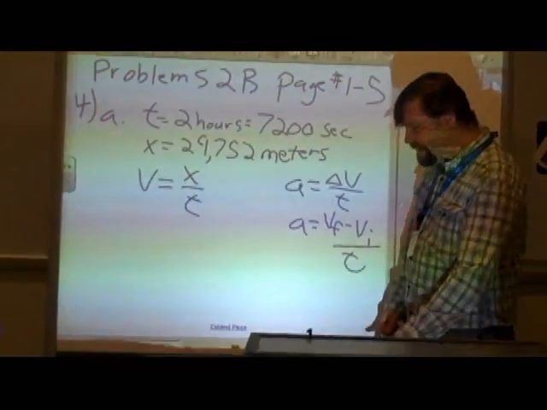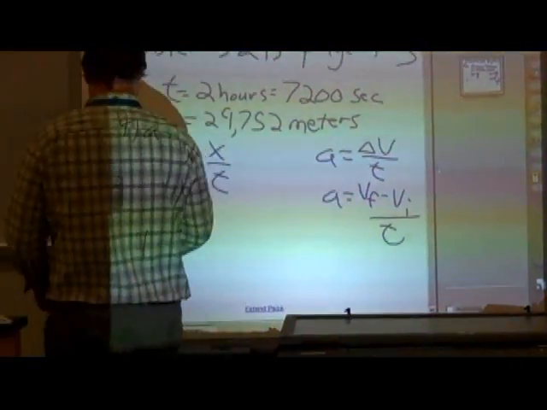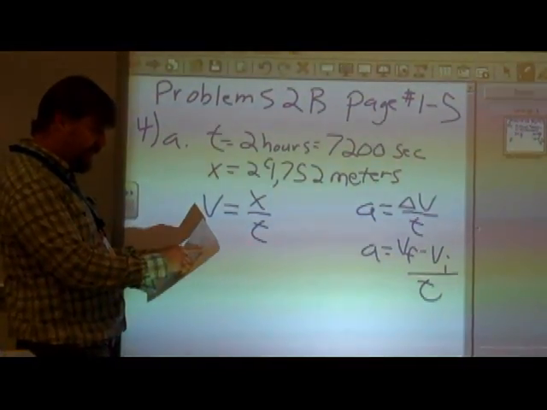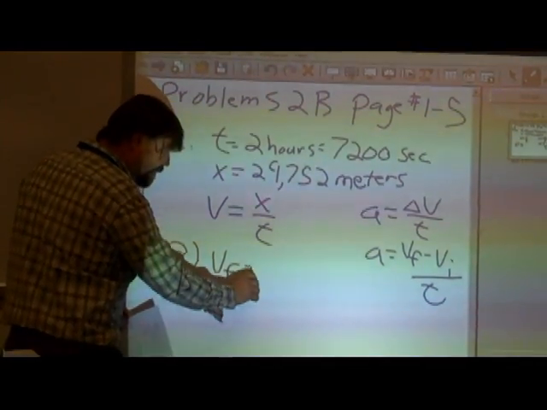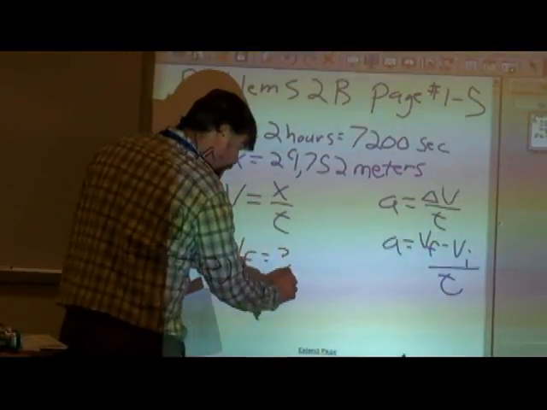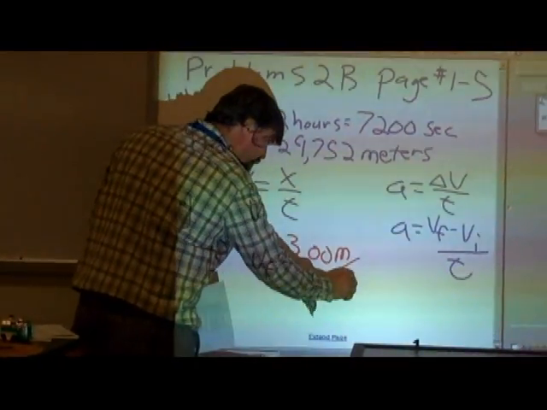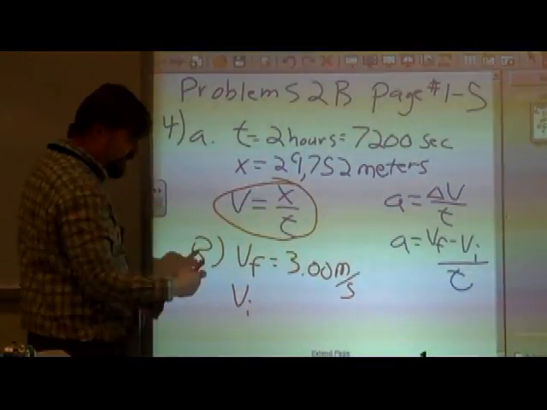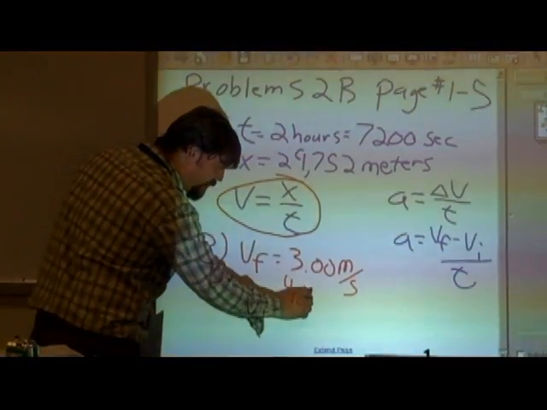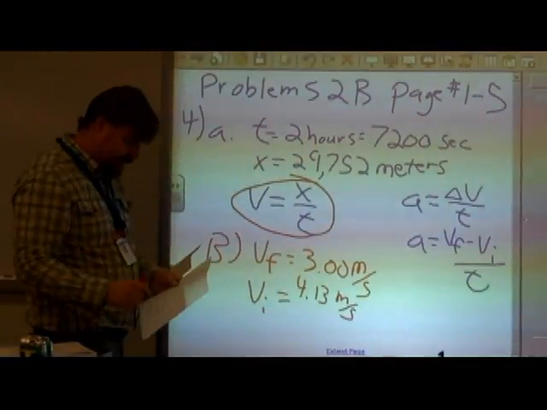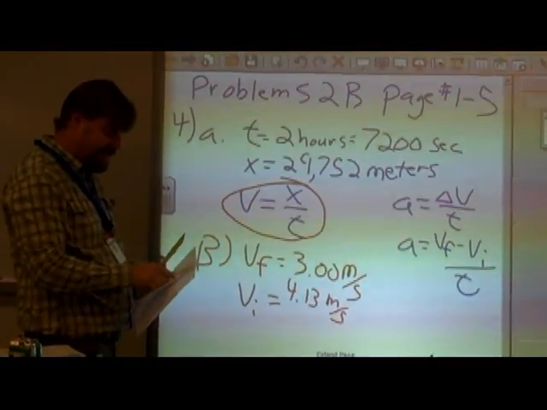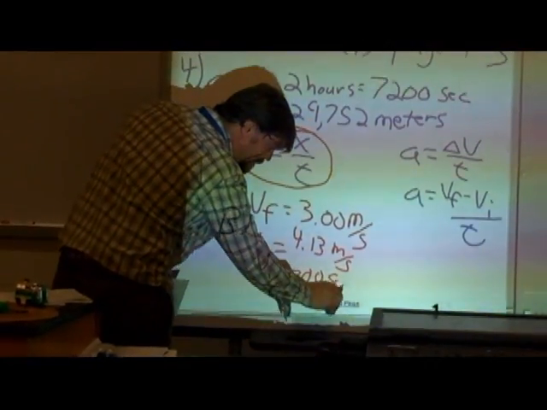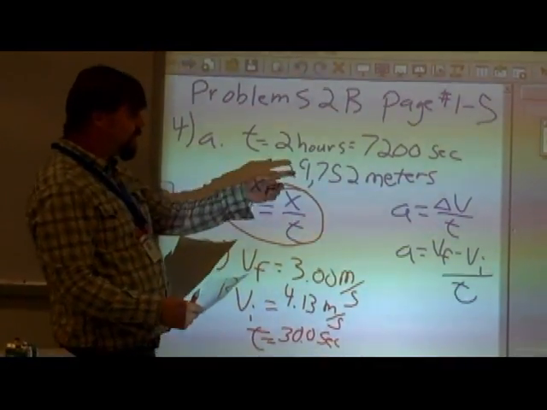Okay. All right, so let's get back to this. So what we have here for part B, all right, our problem tells us that we have a final velocity. It slows down, which is VF, is 3.00 meters per second. And we got our initial velocity, VI, from our answer in this equation right here, and that was 4.13 meters per second. And all this occurs in 30 seconds. So the time that it takes is equal to 30.0 seconds.